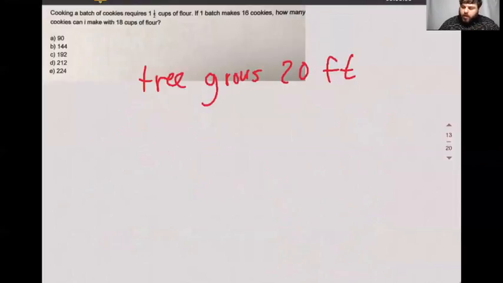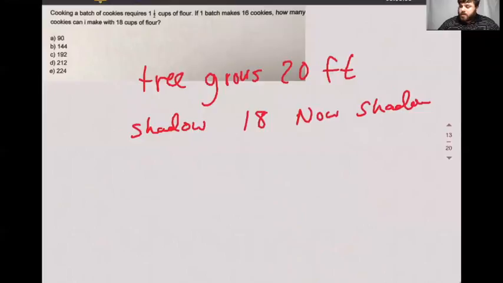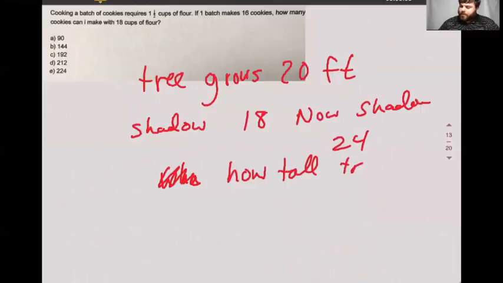When it was smaller, its shadow was 18, and now its shadow is 24. Okay, question is, how tall was the tree? I'm trying to write 2 words at the same time. How tall was the tree? Okay, so on this one, the tree was 20 and now it's 120.